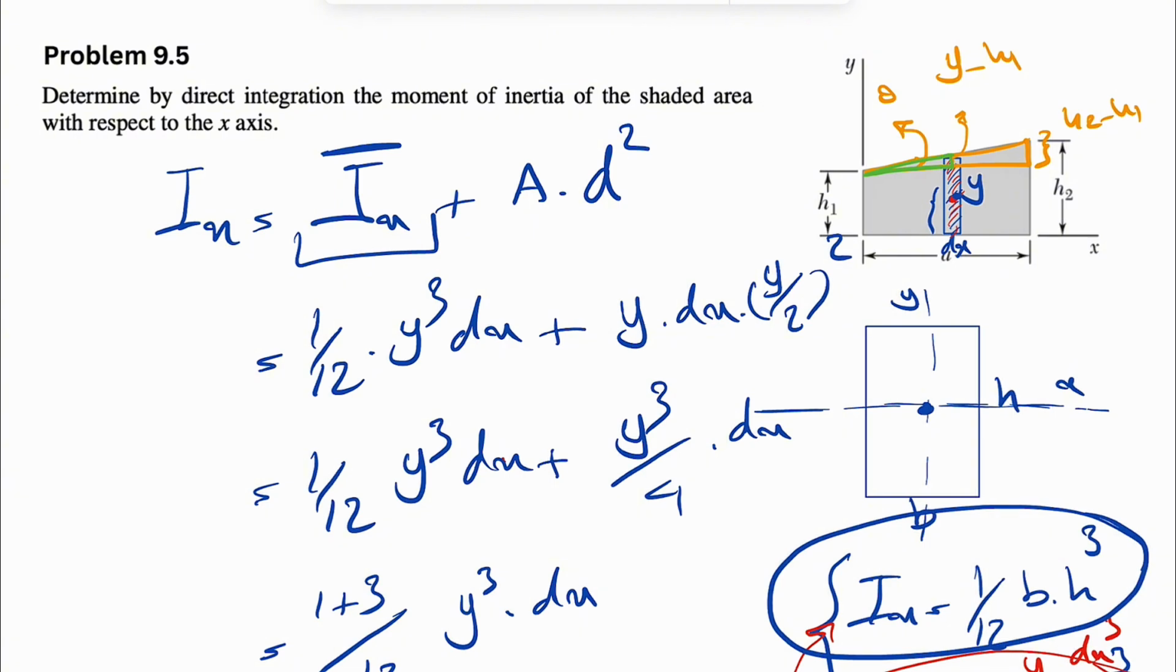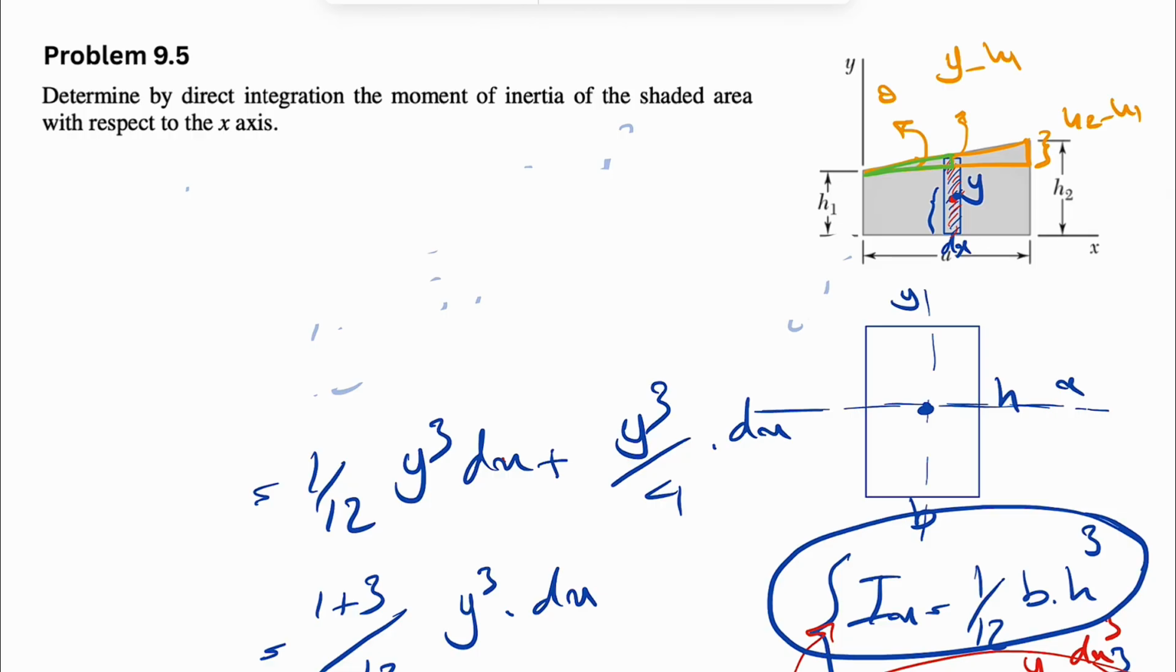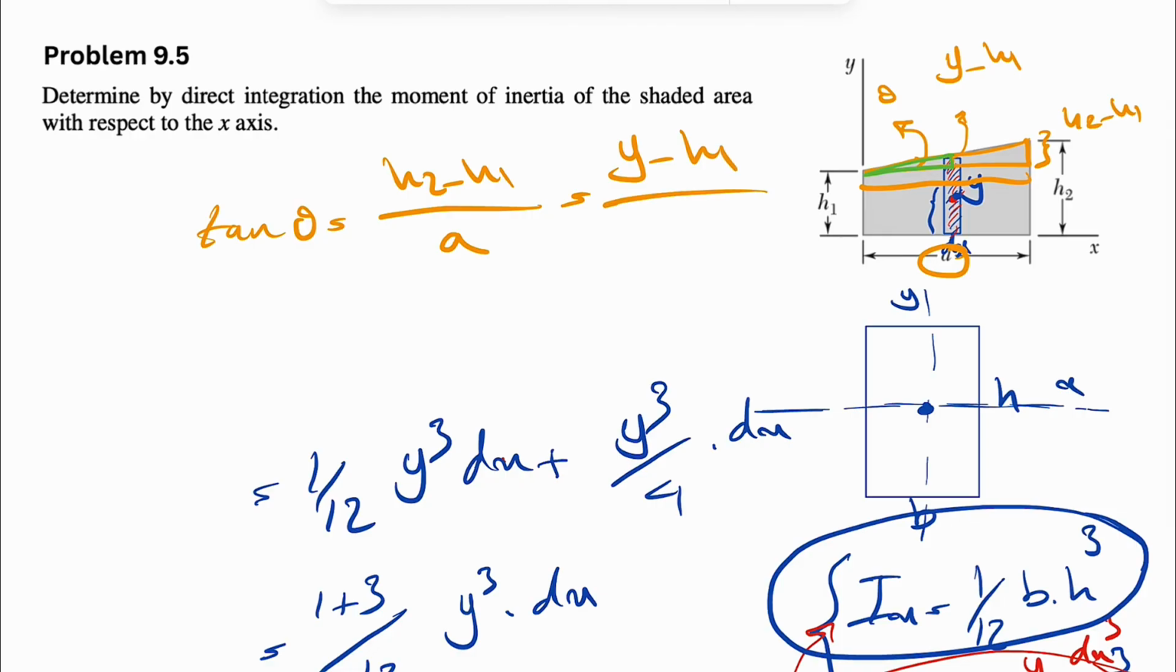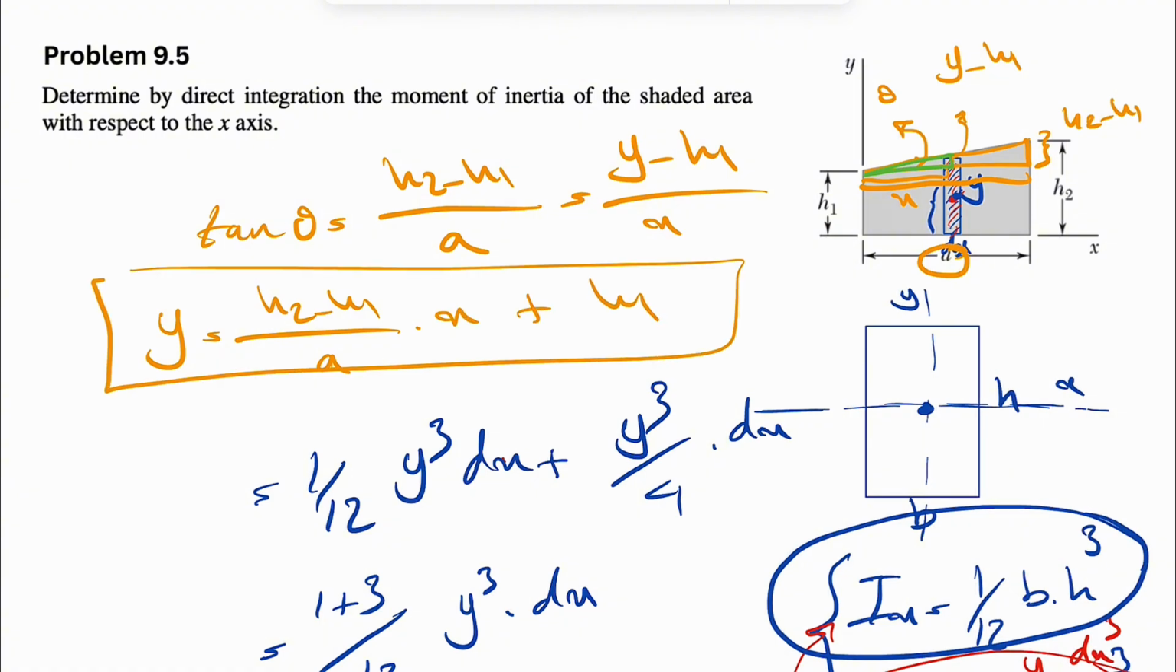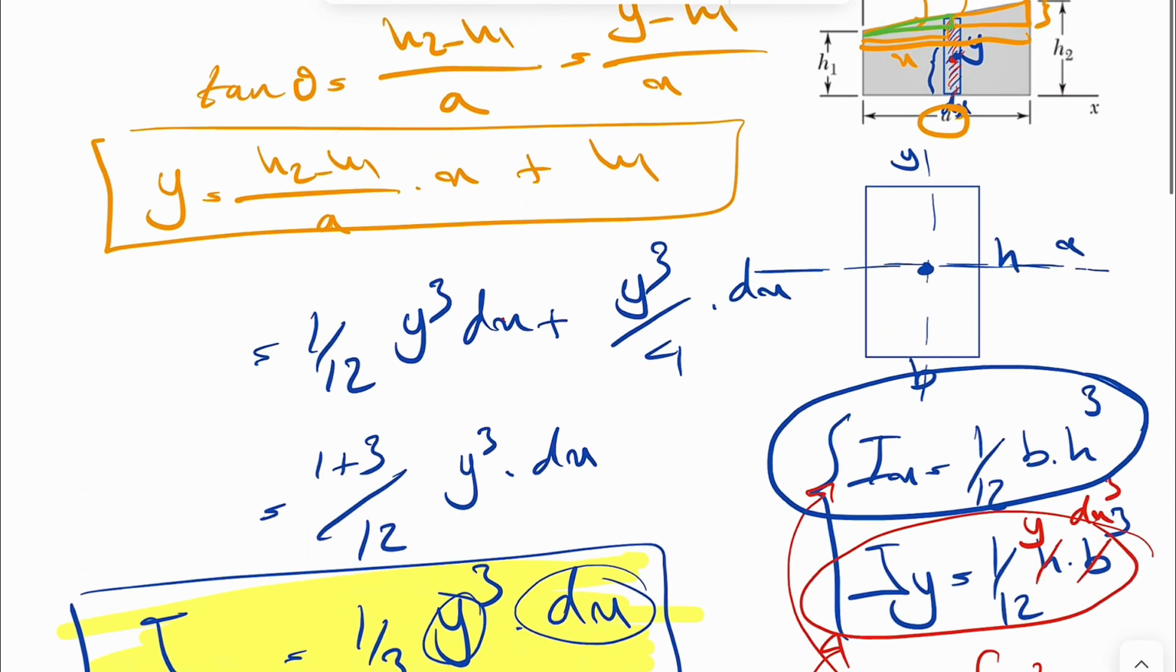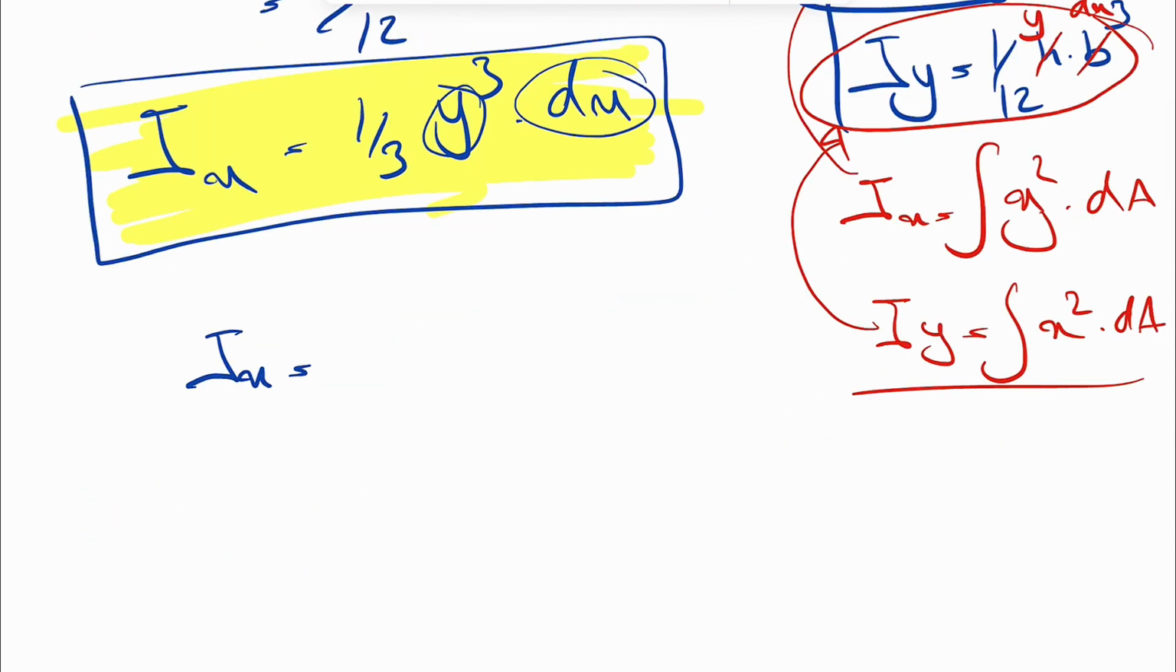And here we can see that tangent of theta is equal to, I'm just going to clean up what I wrote in here just to see these. So tangent of theta in here would be h2 minus h1 over the base of this, which is a, and we have y minus h1 over this side, which is x. So now we have the relationship between y and x, so y is equal to (h2 minus h1) over a times x plus h1.